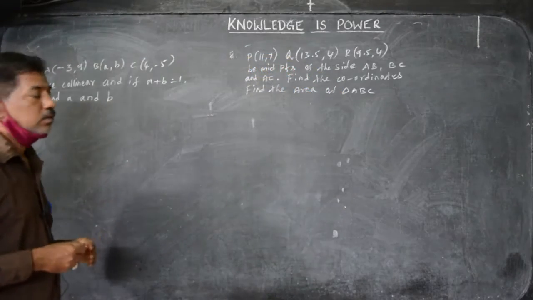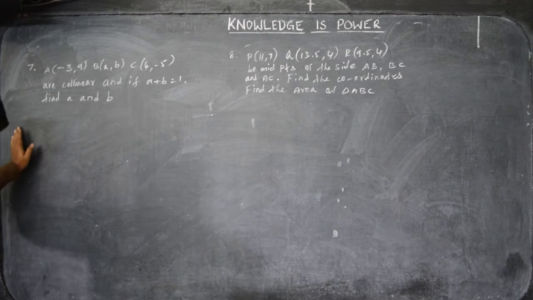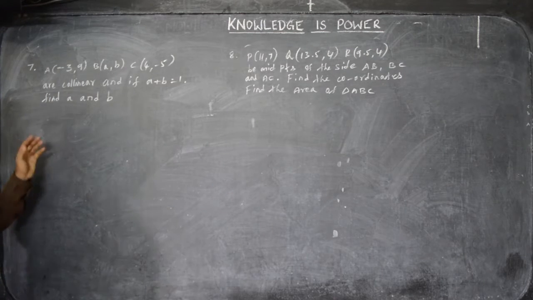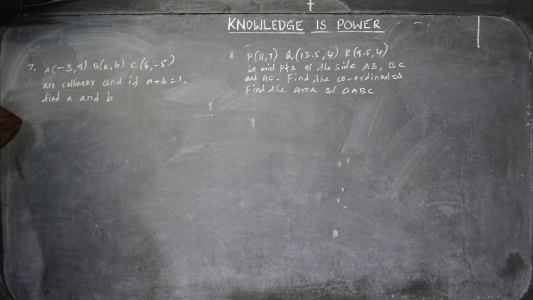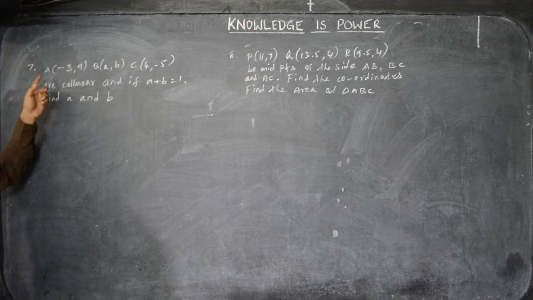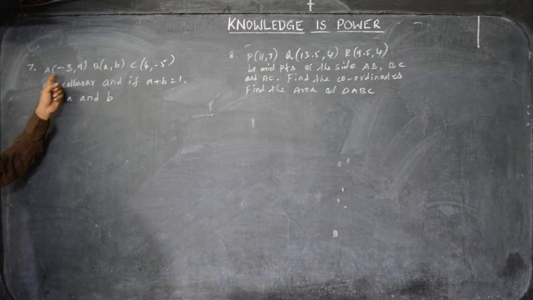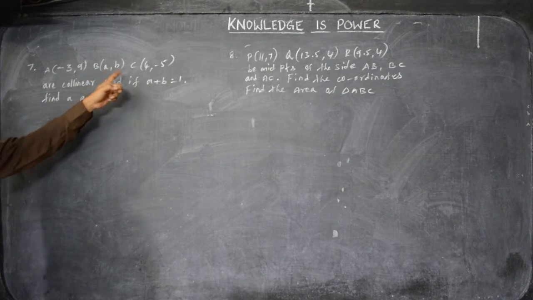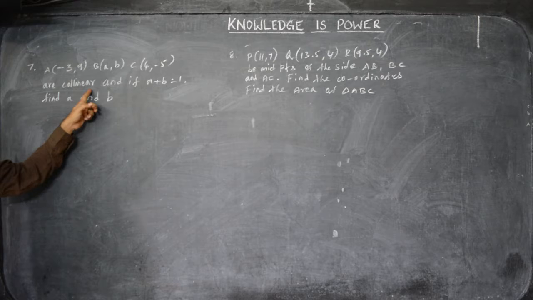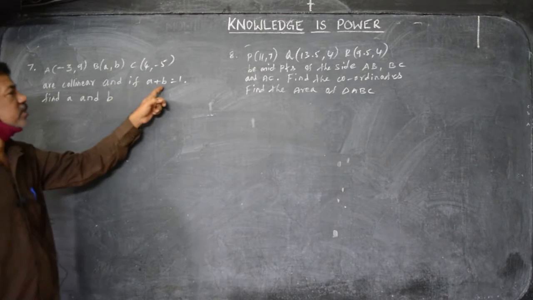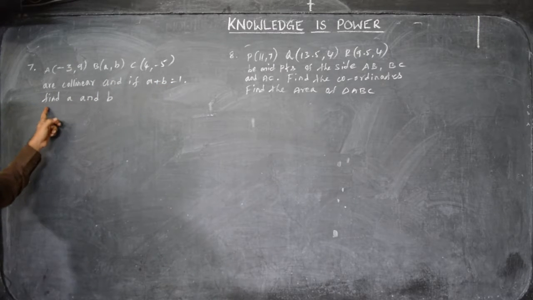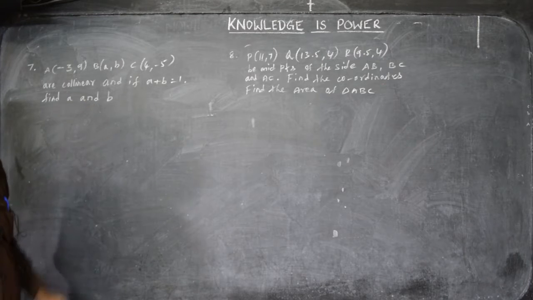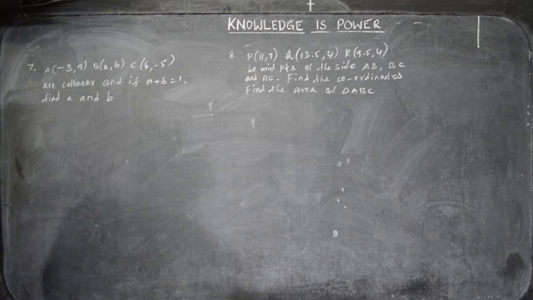Now let us start the next one. In the previous sum, I told some of the information about how we have to find the area of a triangle. Now points A, B and C are given. If they are collinear, and if a plus b equals 1, find the value of a and b.